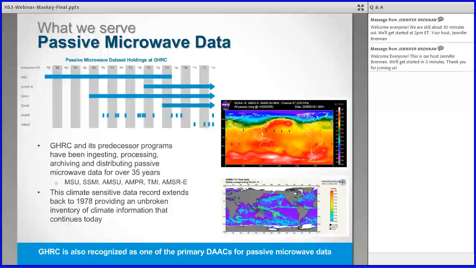As you can see, GHRC also serves passive microwave data. From the timeline you see there, GHRC, along with its predecessor program, have been ingesting, archiving, and distributing passive microwave data sets for over 35 years.